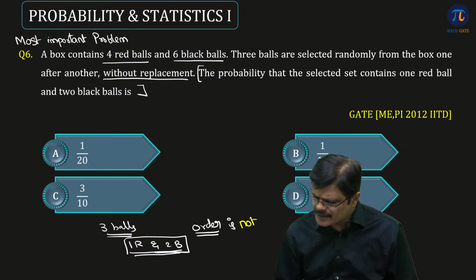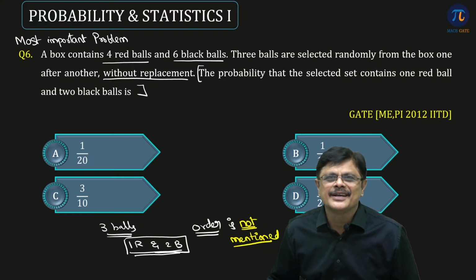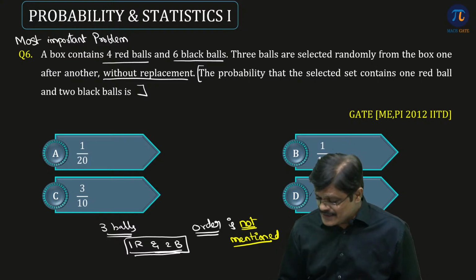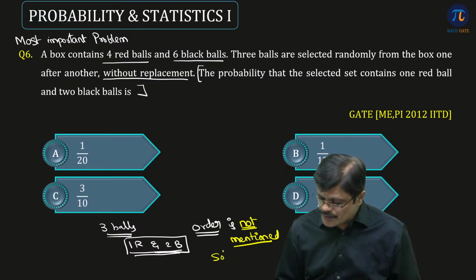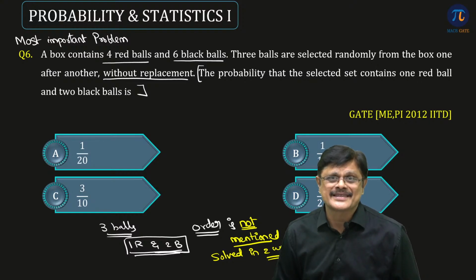not mentioned. The order is not mentioned. Whenever the order is not mentioned, this problem can be solved in 2 ways. We can solve this in 2 ways.